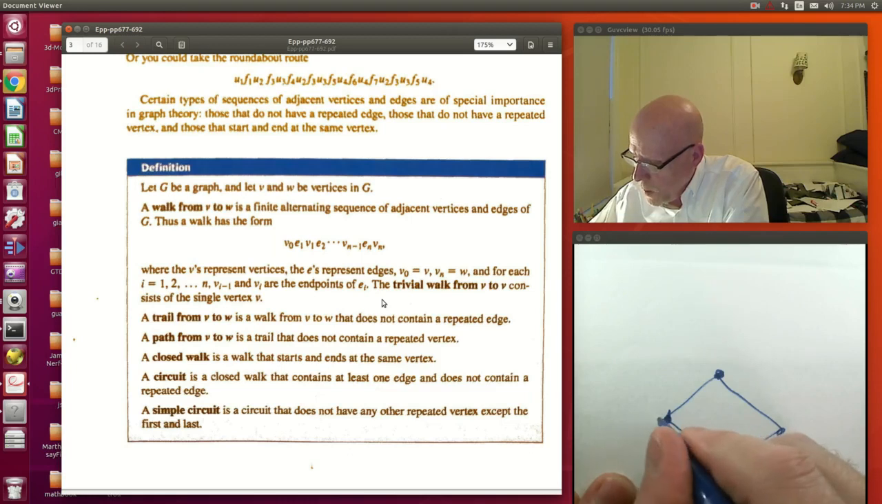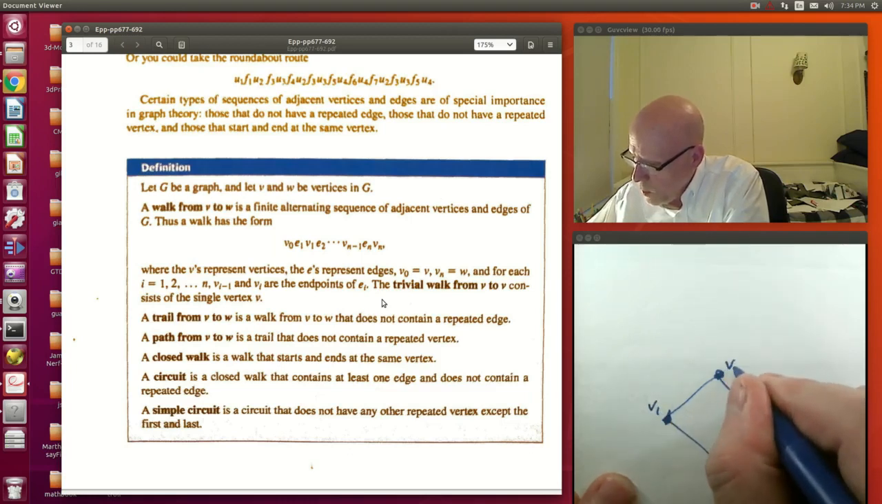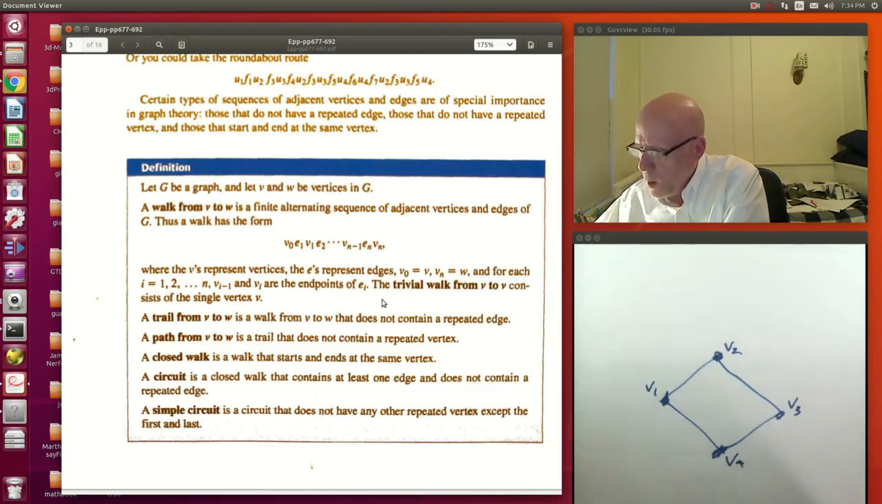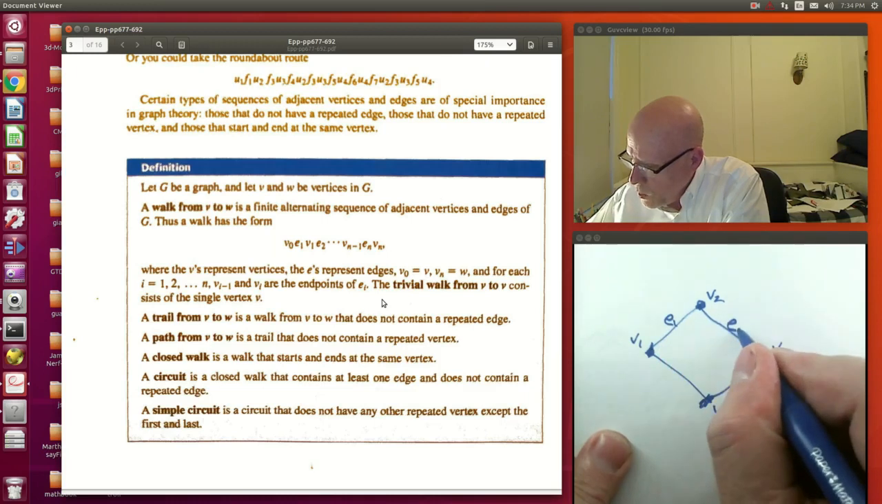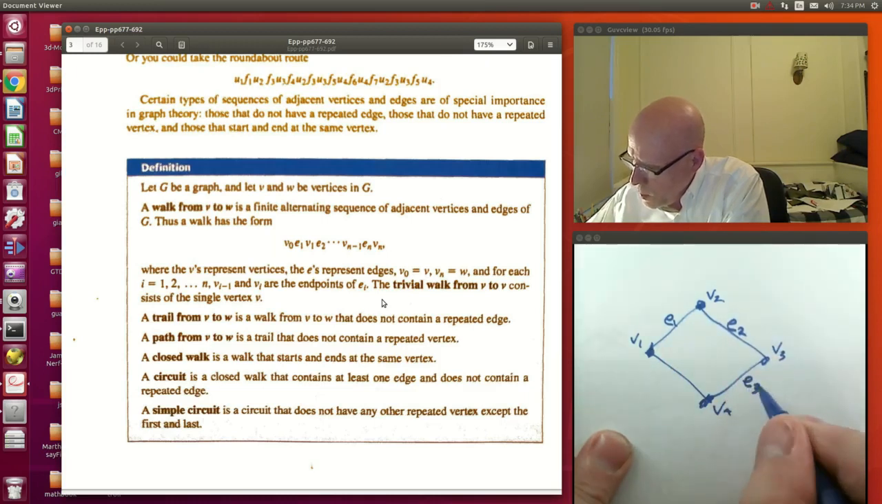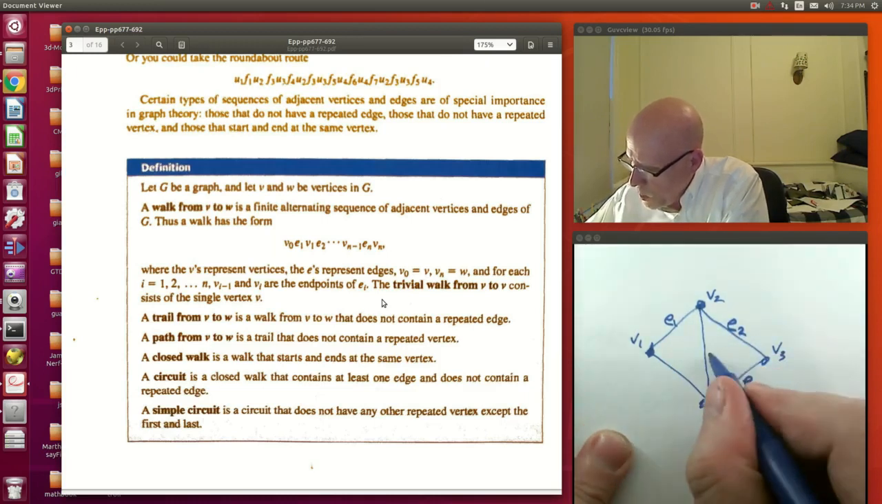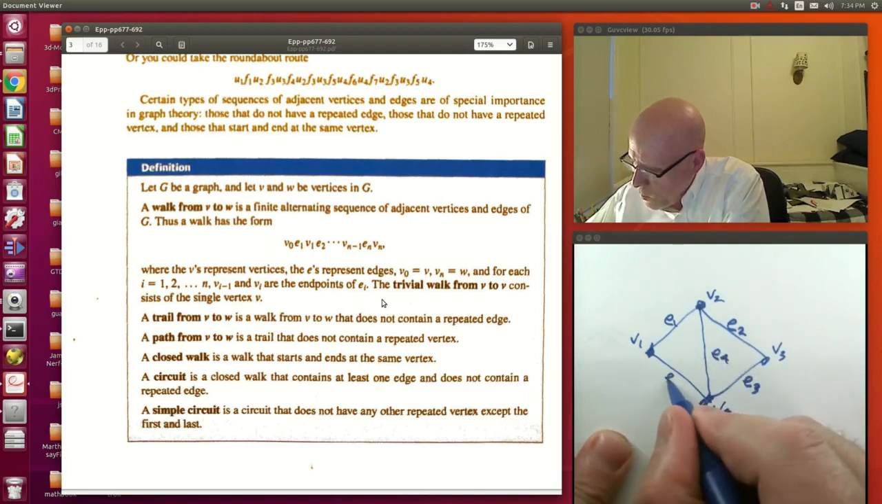Now let's call them vertex 1, vertex 2, vertex 3, and vertex 4. And then I'll call this one edge 1, edge 2, edge 3. Heck, let's put another edge across the middle. Edge 4 and edge 5.